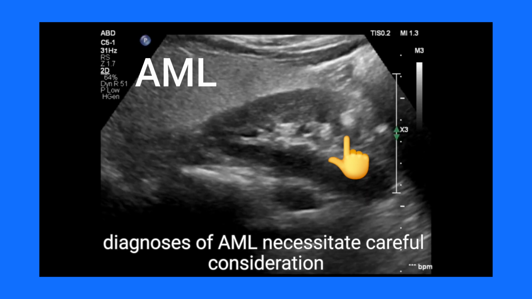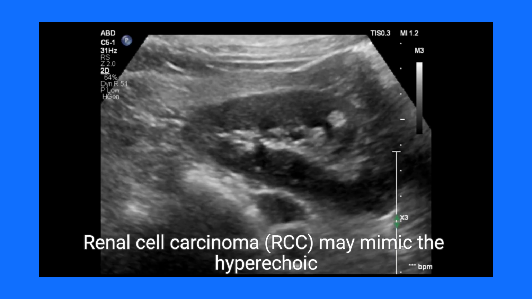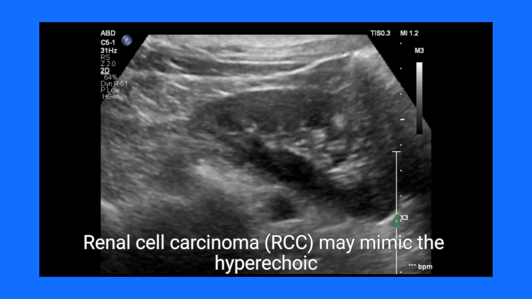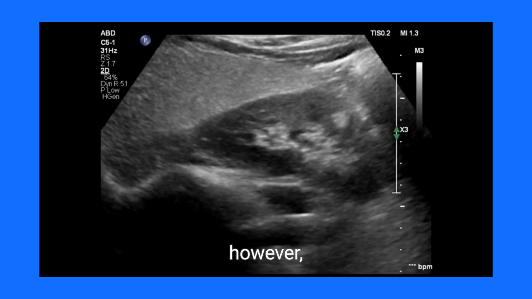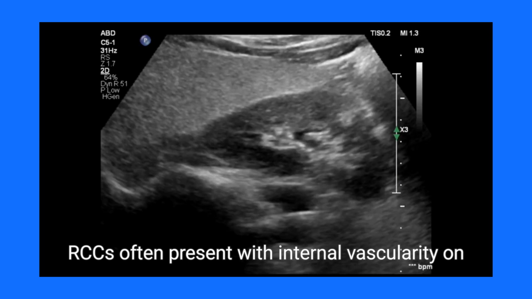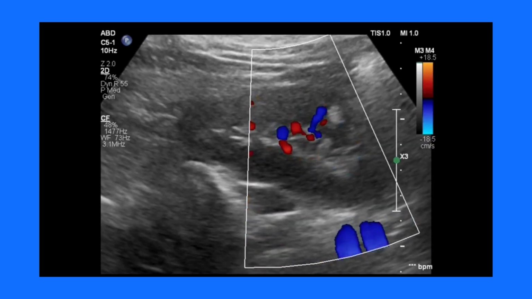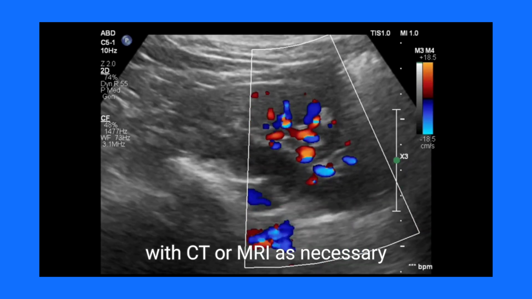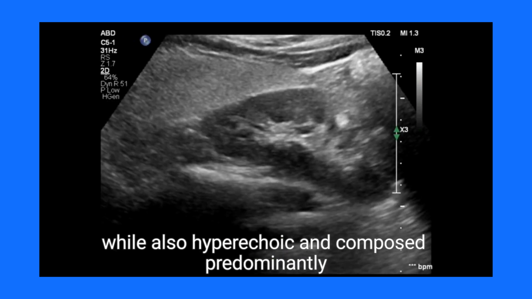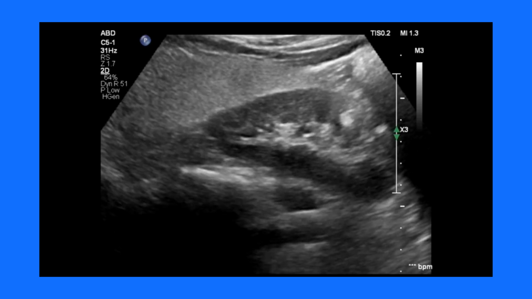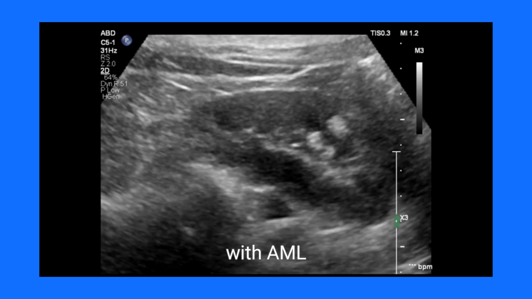Differential diagnoses of AML necessitate careful consideration. Renal cell carcinoma, RCC, may mimic the hyperechoic appearance of AML. However, RCCs often present with internal vascularity on color Doppler and may possess irregular margins, warranting further evaluation with CT or MRI as necessary. Renal lipomas, while also hyperechoic and composed predominantly of fat, are less common and lack the vascular features associated with AML.